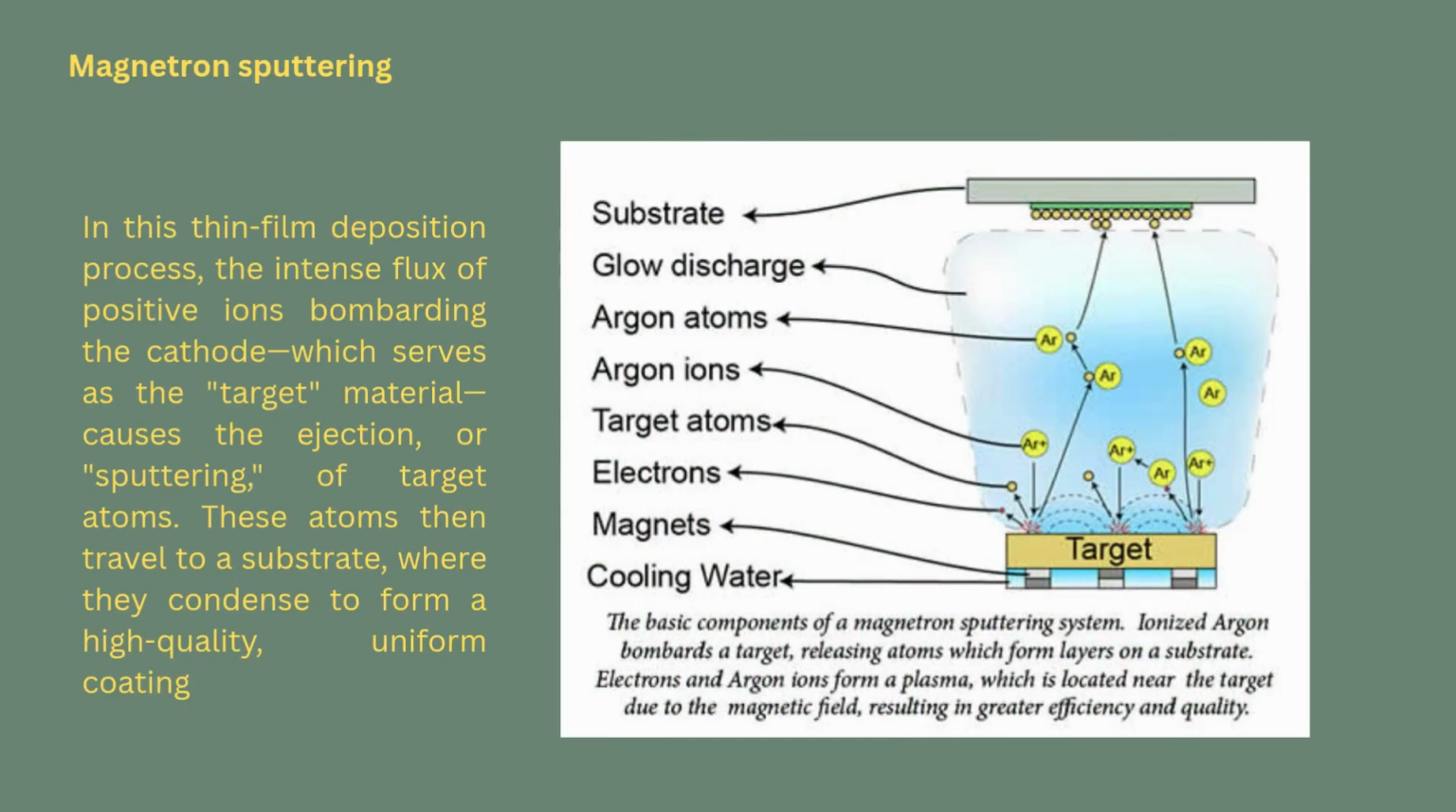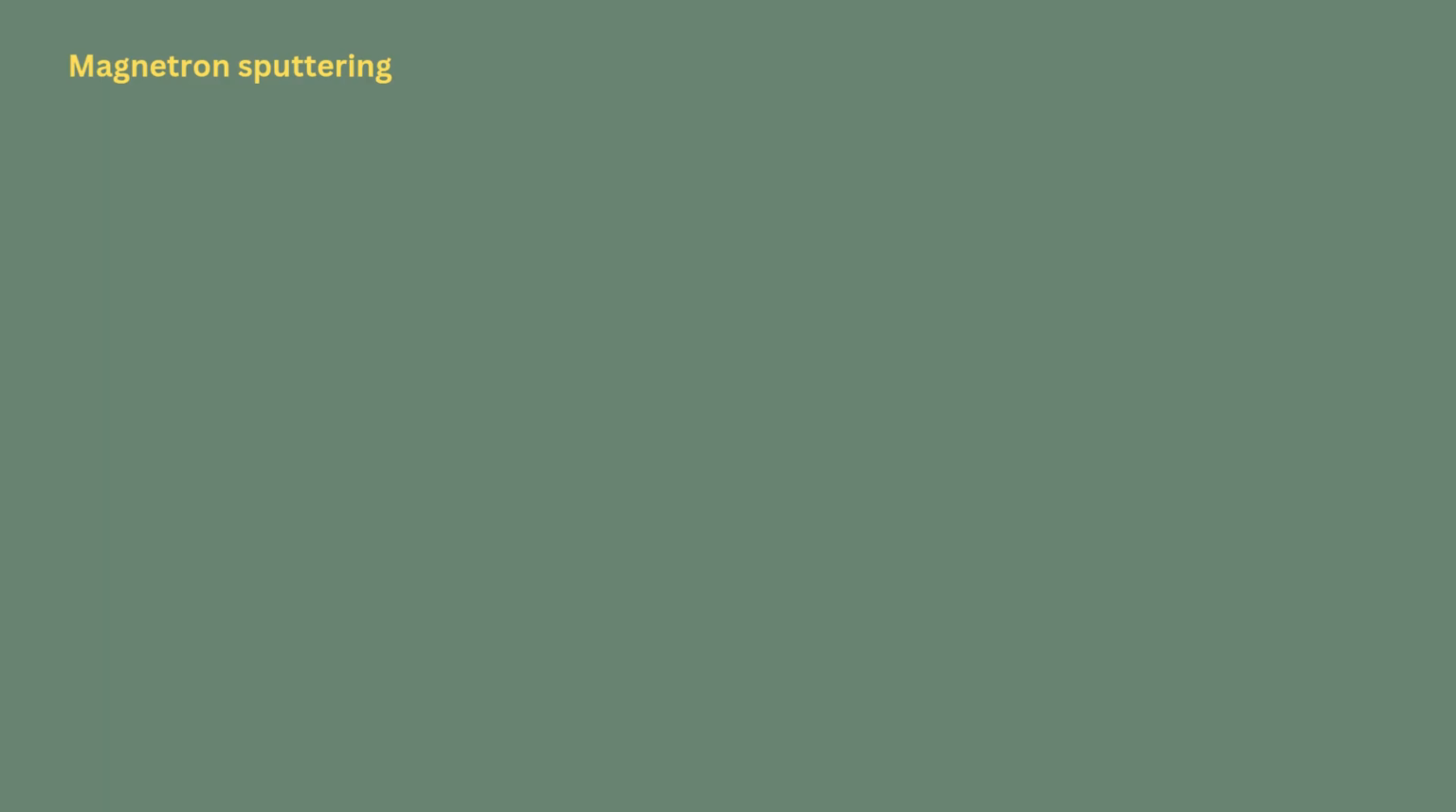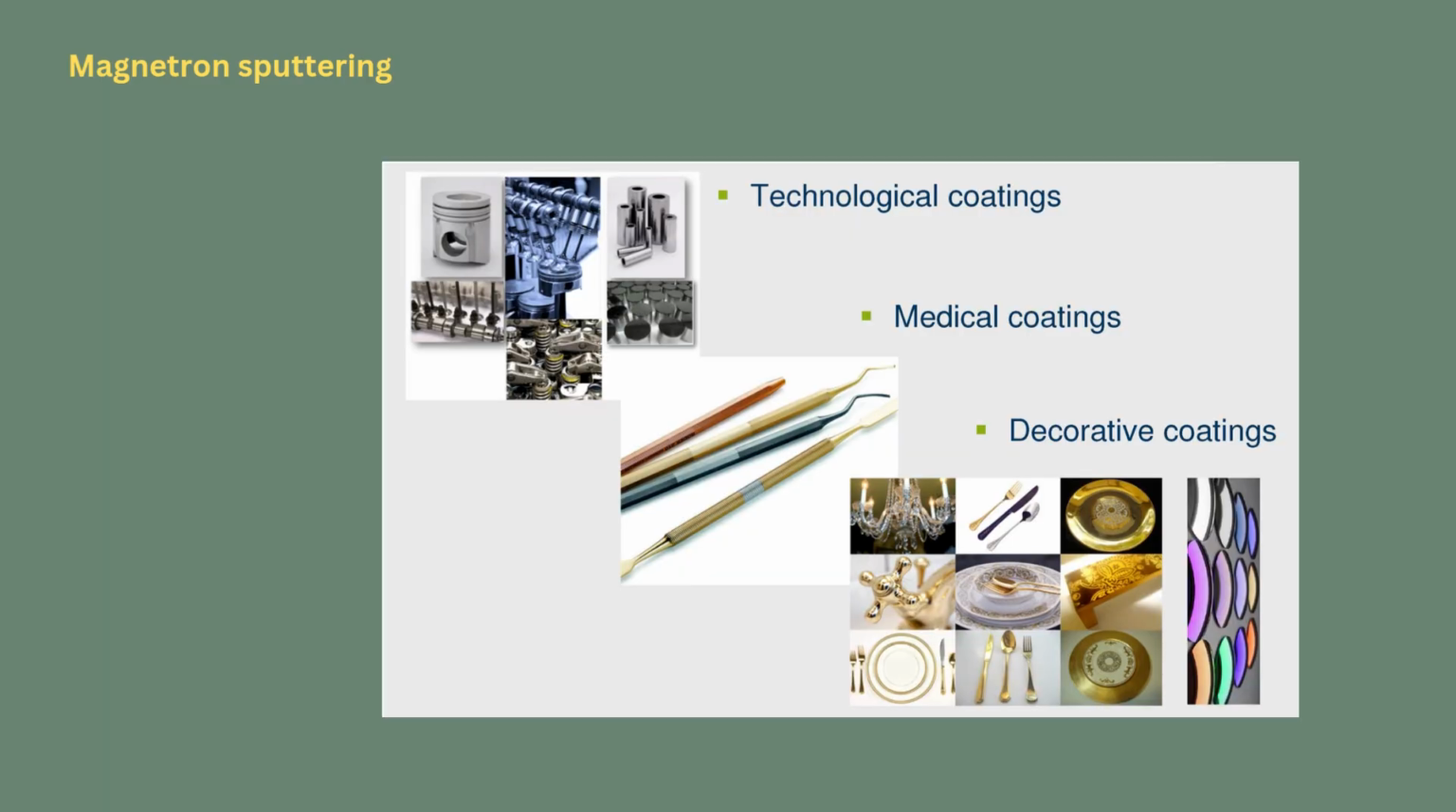In this thin film deposition process, the intense flux of positive ions bombarding the cathode, which serves as the target material, causes the ejection or sputtering of target atoms. These atoms then travel to a substrate, where they condense to form a high-quality, uniform coating. The magnetron configuration makes this process highly efficient, allowing for high deposition rates at low pressures, which is critical for producing pure, defect-free films for microelectronics, optical coatings, and wear-resistant surfaces.